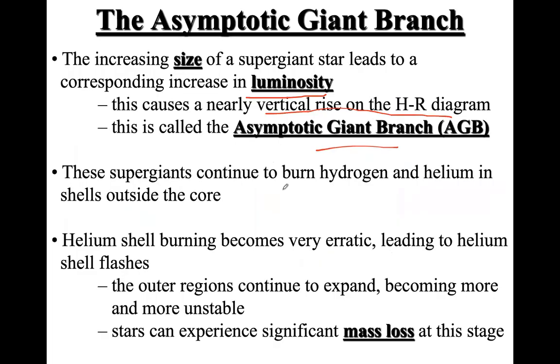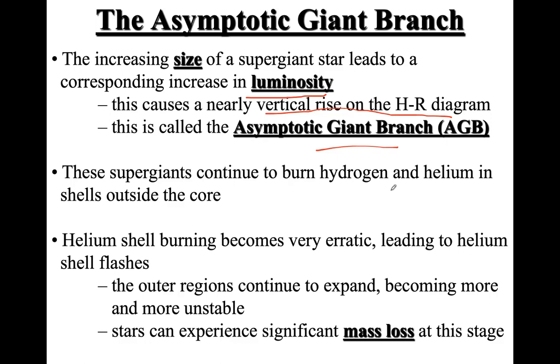Now, even in the supergiant stage, it continues to burn hydrogen into helium in this outside shell, right? In the outside, the hydrogen will burn into helium. And this helium shell burning will become very erratic, leading to helium shell flashes, right? And this outer region will continue to expand and become more and more unstable, and also there will be a significant mass loss at the same time.